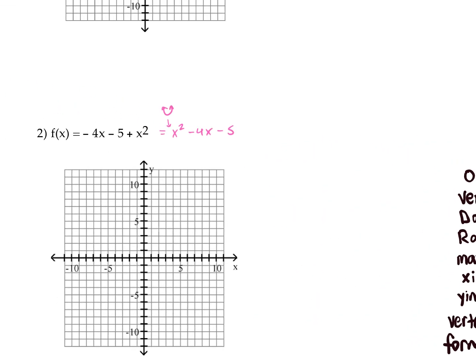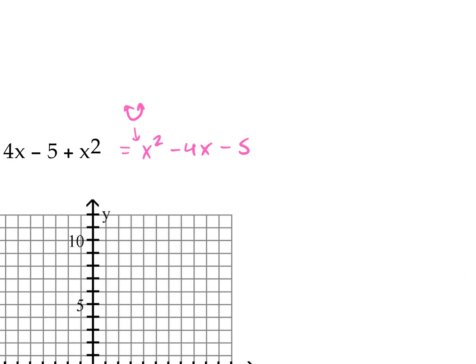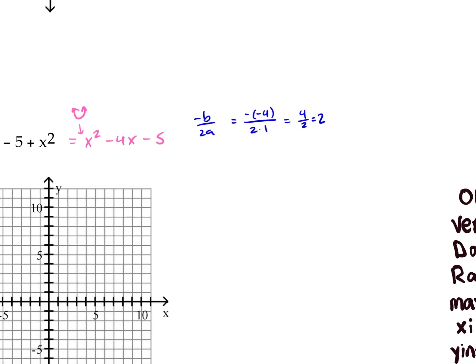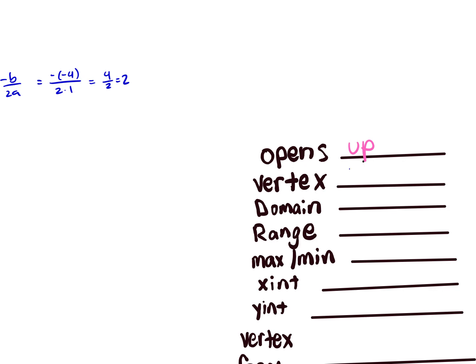Next, we can find our vertex. We need our handy-dandy formula, negative b over 2a. So my b would be negative 4, so that is a negative negative 4 over 2 times 1. So it's positive 4 over 2, which is 2. So my x in my vertex is 2.